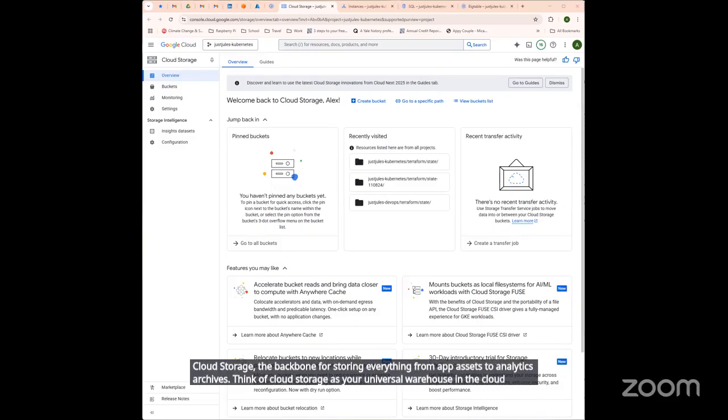It's not limited to compute attached disks or a single server's capacity. Instead, it offers virtually infinite space that's accessible anywhere in the world at any time and by any service within or outside of your GCP environment. So let's unpack how this works and why it's a foundational piece of modern cloud architecture.